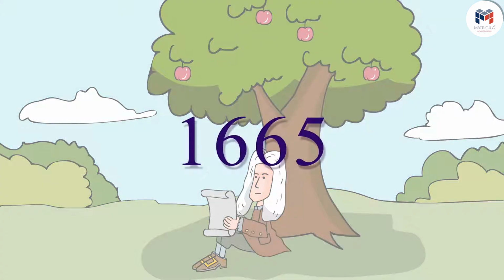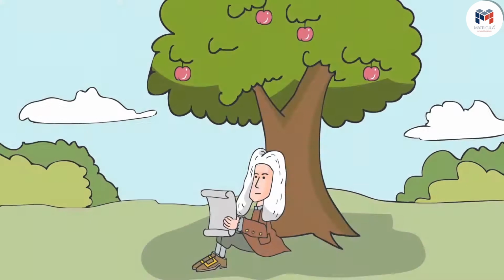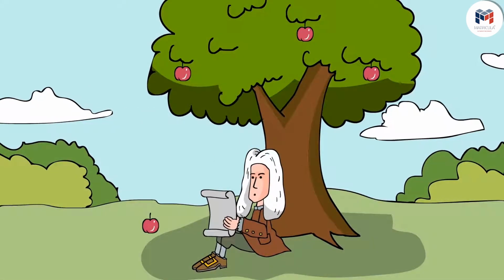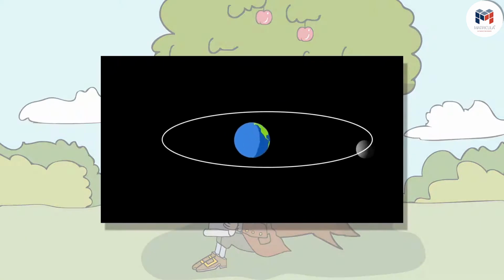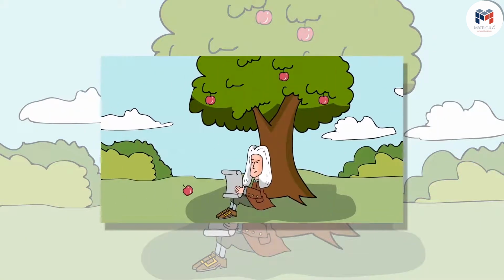In 1665, it is said that an apple fell on his head, and this encouraged Newton to connect the force that kept the moon in its orbit with the force that made the apple fall.